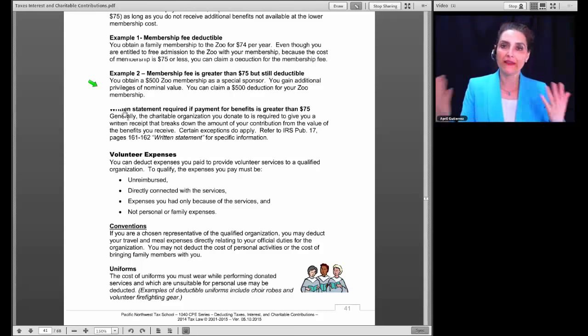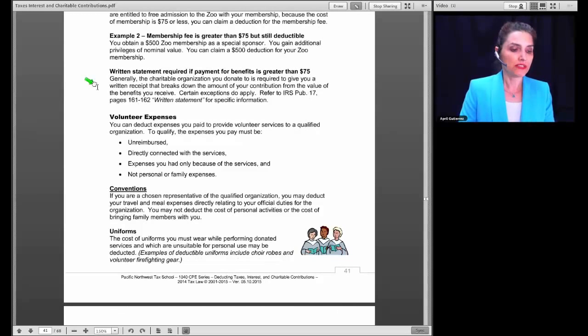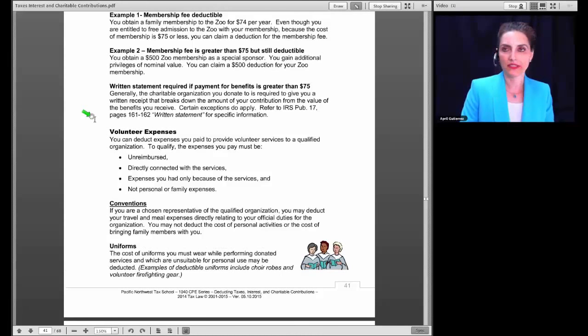And what I've seen happen when I get the receipt from the zoo thanking me for that higher level of sponsorship, it says the deduction you're allowed is the full $500. And it's essentially because although these are enticements to buy a higher membership, they really are providing nothing of value beyond what you would get with the normal membership, which is free admission to the zoo. However, there is a written statement that is required if the benefits are greater than $75, and generally the charitable organization you donate to is required to give you a written receipt that breaks down the amount of your contribution from the value of the benefit you receive. Certain exceptions to that rule apply. You can learn more by reading pages 161 through 162 under the heading Written Statement inside Pub 17.